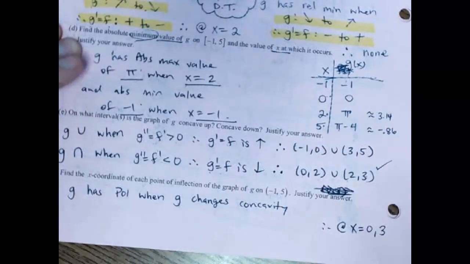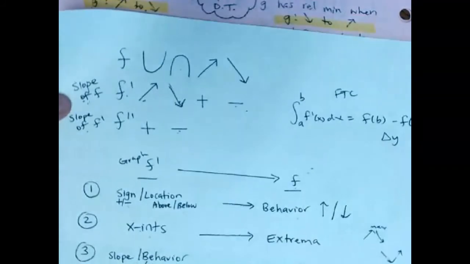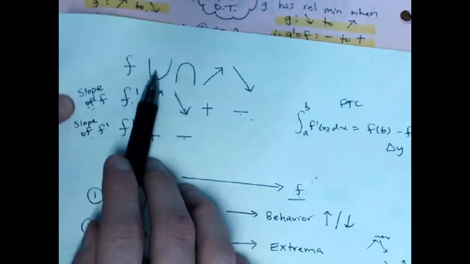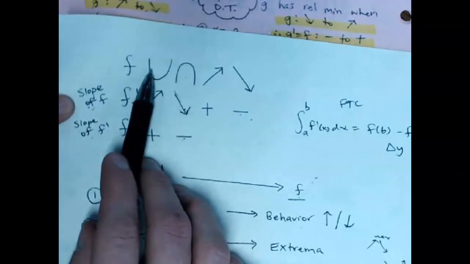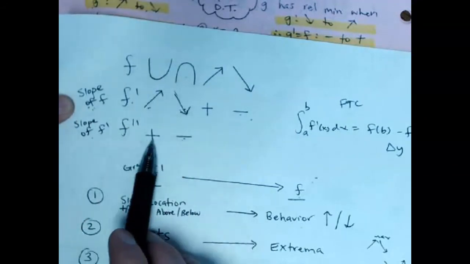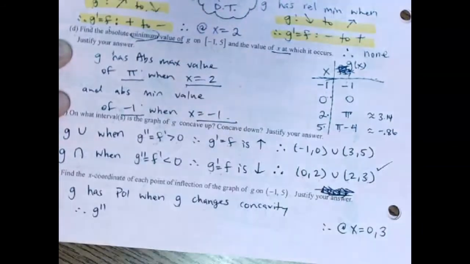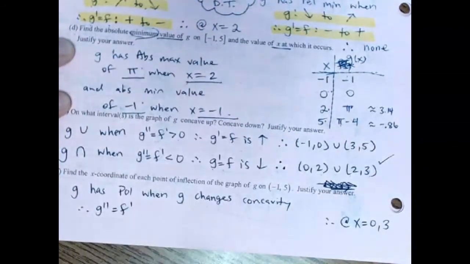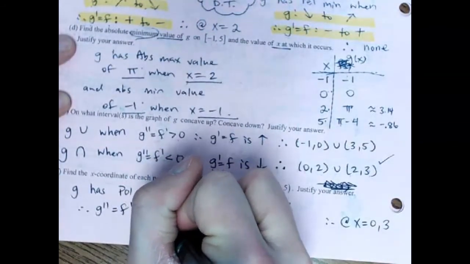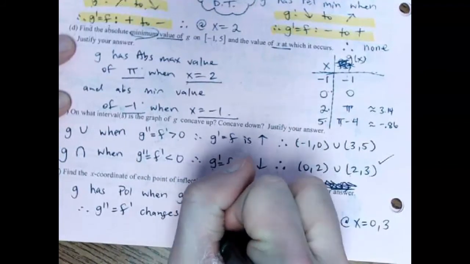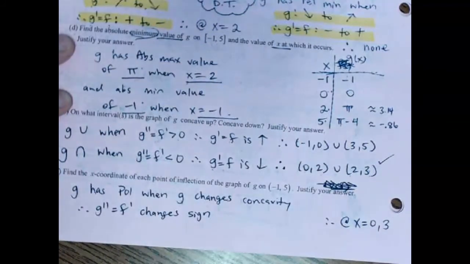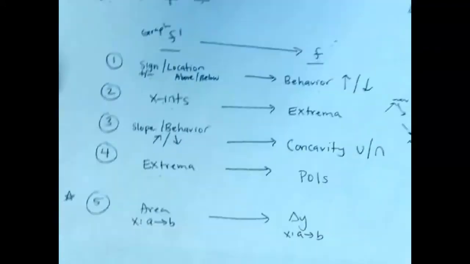What other justifications could we have put? Well, let's look at the fun chart. If I want a function to have a point of inflection, that means it's going to change concavity. That means the second derivative is going to change sign. So I could say, therefore, G double prime, which is f prime, changes sign. That's great, but we don't have the graph of G double prime to look at. We have the graph of G prime.